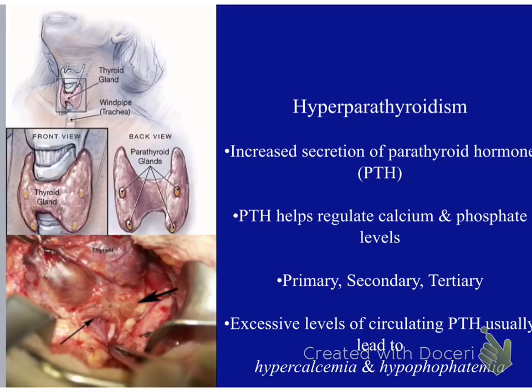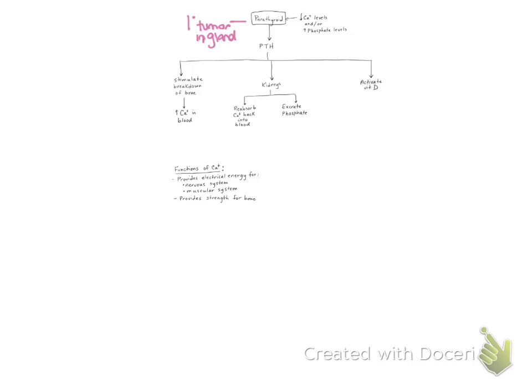Okay, so with hyperparathyroidism, we have increased secretion of the parathyroid hormone, so PTH. So we're going to look at our little diagram again. And again, there's a couple of different reasons why the parathyroid could be overactive. The primary reason is that there's some tumor in the gland.